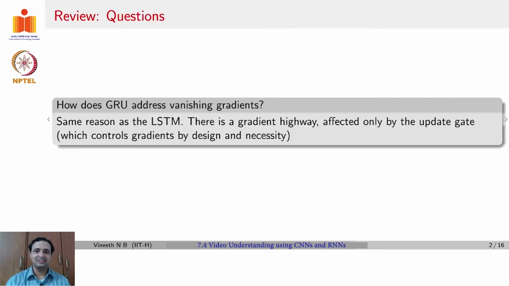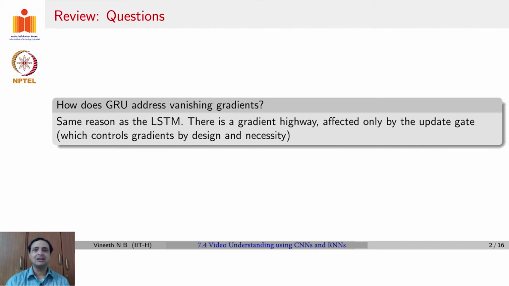The one question that we left behind in the last lecture was, how do GRUs address vanishing gradients? And the answer is the same as LSTMs. They also have a gradient highway between a hidden state at a particular time step and the hidden state at the previous time step, which was in the final hidden state update equation.